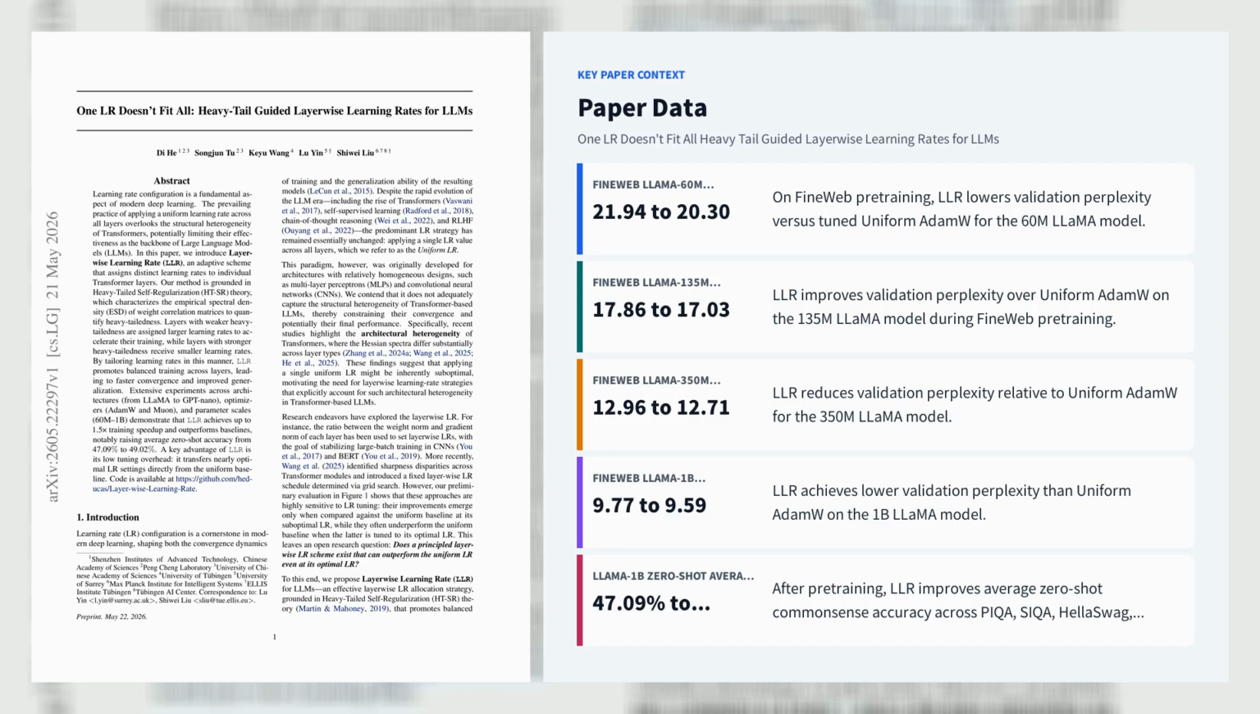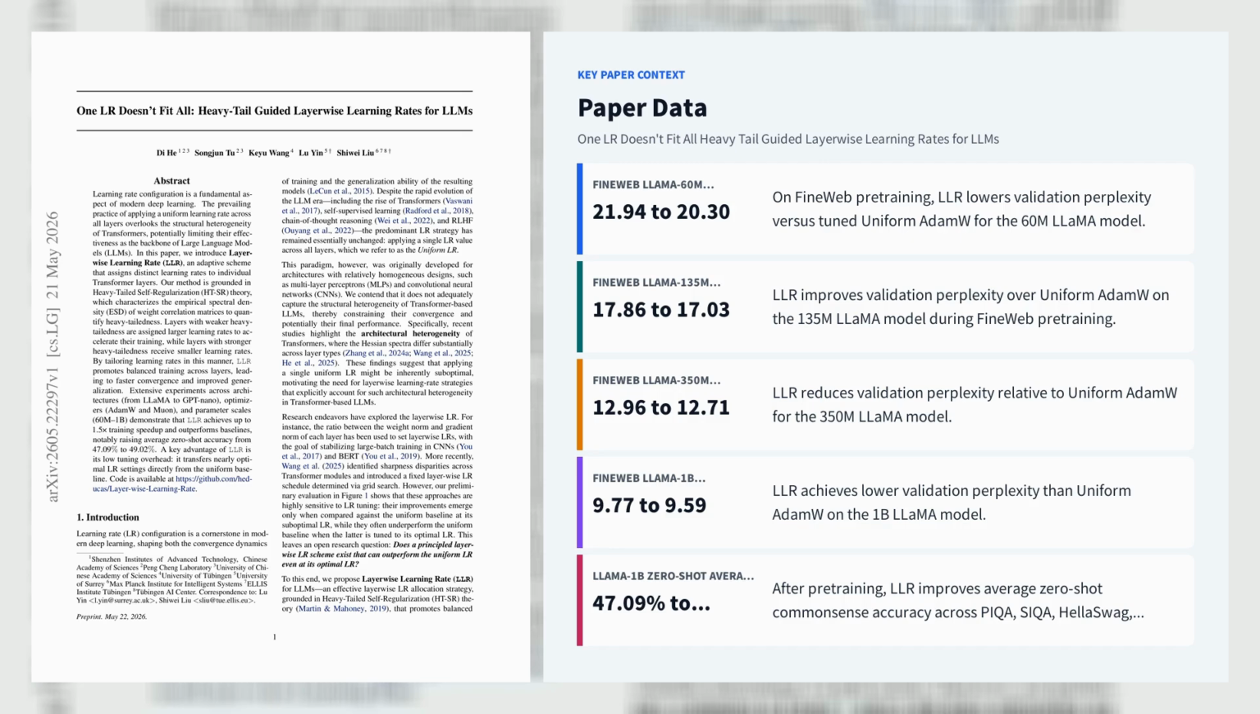On FineWeb pre-training, LLR improves validation perplexity over tuned uniform AdamW from 21.94 to 20.3 on LLaMA 60M, 17.86 to 17.03 on 135M, 12.9 to 12.7 on 350M, and 9.77 to 9.59 on 1B, while also outperforming LARS, LAMB, and the sharpness-based baseline.